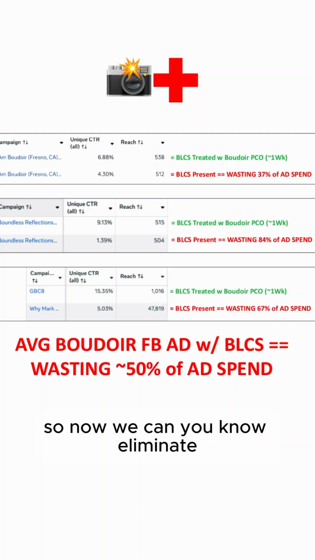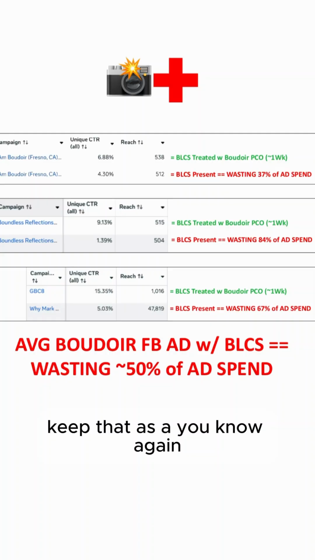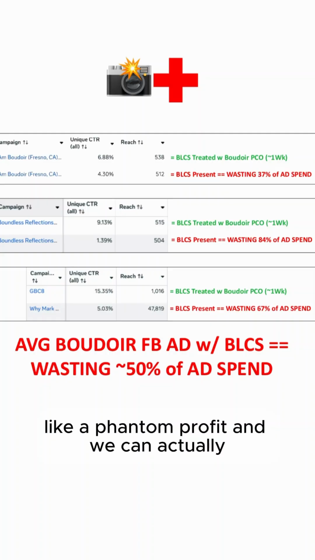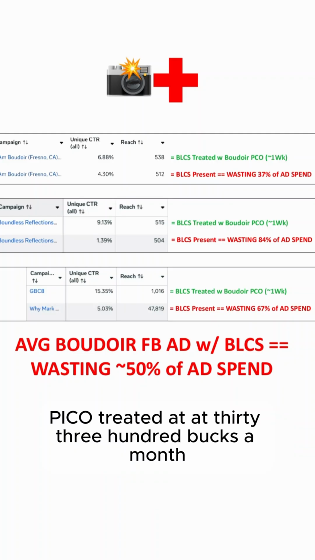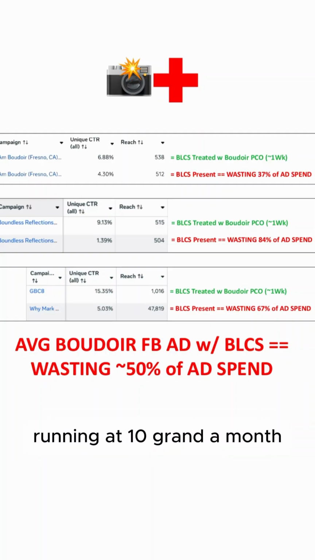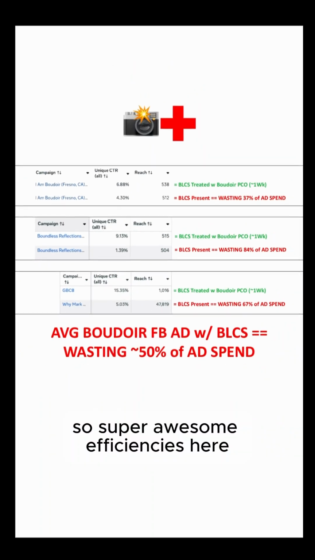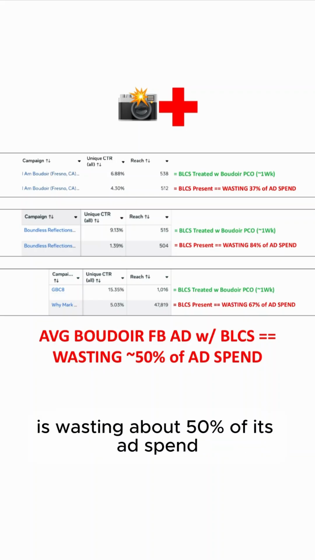So now, if you spend 10 grand a month on Boudoir Facebook ads, we can eliminate 6,700 bucks in wasted ad spend, keep that again like a phantom profit. And we can actually pocket like 80 grand in the first 12 months and run the Boudoir Pico treated ad at 3,300 bucks a month, get our ad into the same number of women's brains as the original Boudoir Facebook ad running at 10 grand a month. So super awesome efficiencies here. So from what I've seen, the average Boudoir Facebook ad with BLCS is wasting about 50% of its ad spend.